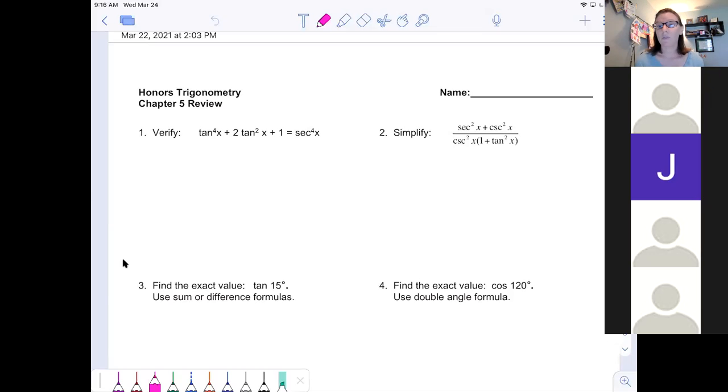The first one says verify. You have tangent to the fourth plus 2 tangent squared plus 1. That looks like a factoring problem. You want to change that to be secant to the fourth. So it looks like factor that left side to help you verify. Number 2, we have secant squared plus cosecant squared, and then on the bottom, cosecant squared times 1 plus the tangent squared. So again, this is a simplifying problem, exactly like what we talked about in section 5.1 and 5.2.